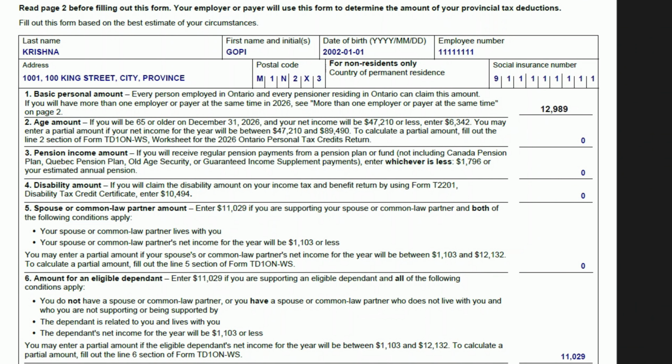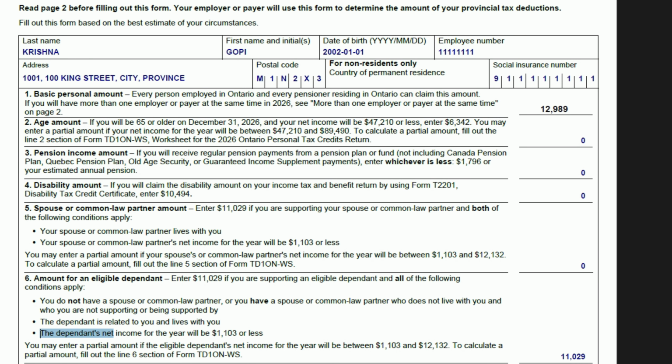First one is you do not have a spouse or common law partner, or you have a spouse or common law partner who does not live with you and who you are not supporting or being supported by. Second is the dependent is related to you and lives with you. This could be your child, parent, sibling, but they have to be dependent on record.